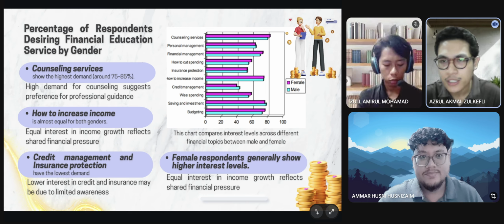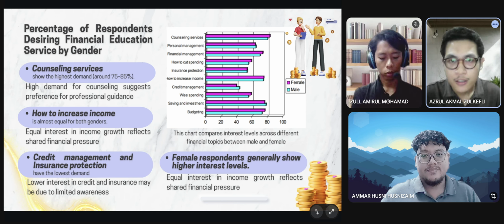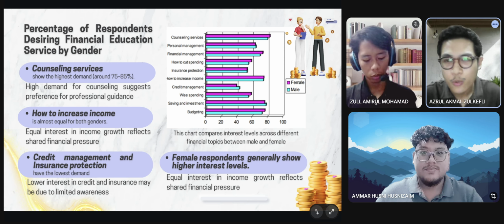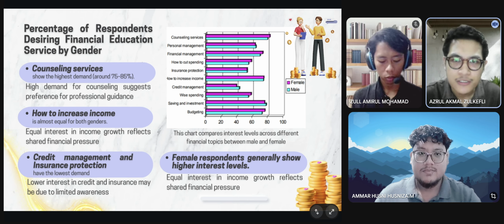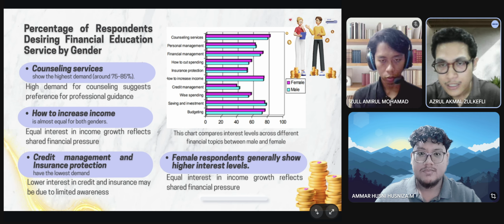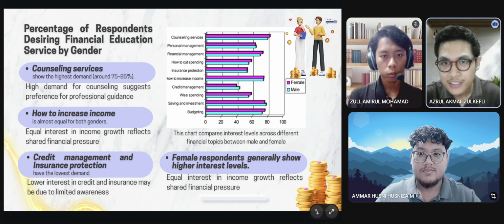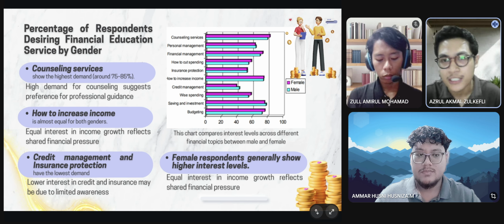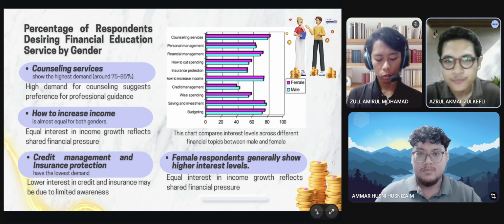My name is Azrul and here I would like to present the percentage of respondents desiring financial education services by gender. So here the data present the percentage of male and female respondents who express interest in various financial education services. The horizontal axis represents the percentage of respondents ranging from 0% to 100%, while the vertical axis lists the types of financial education services offered.